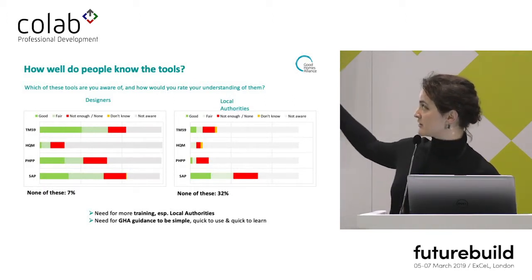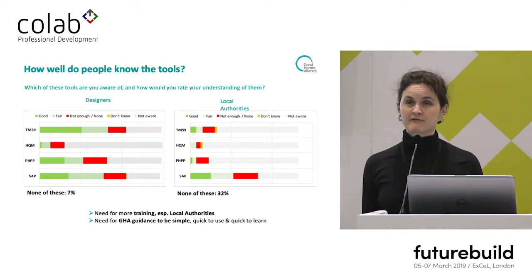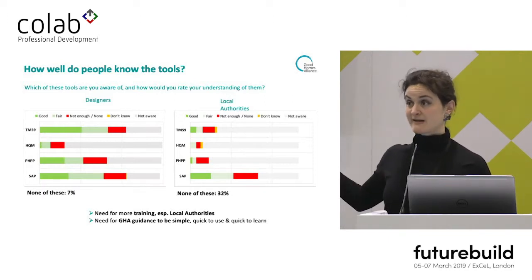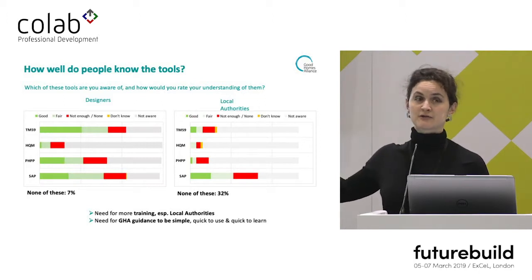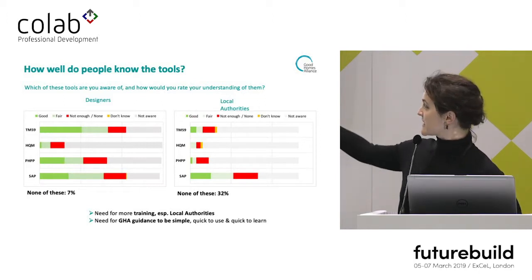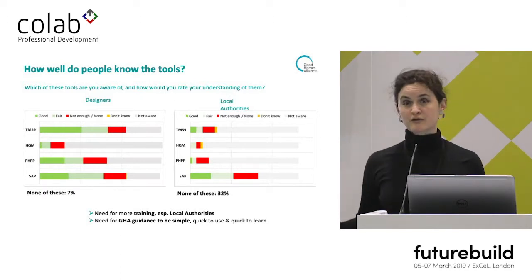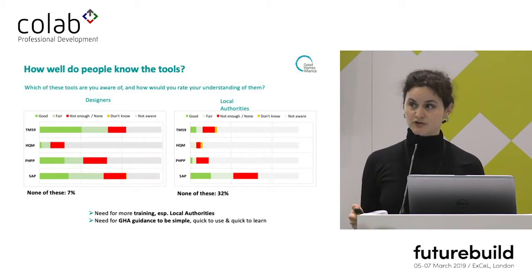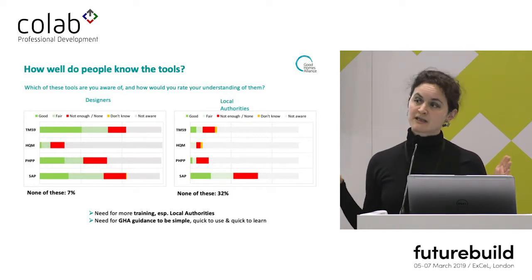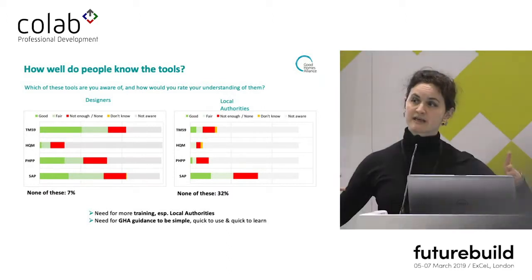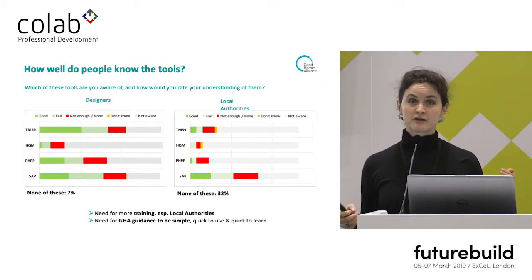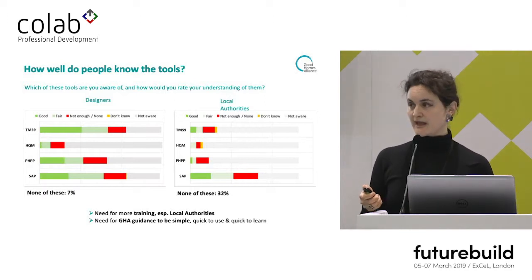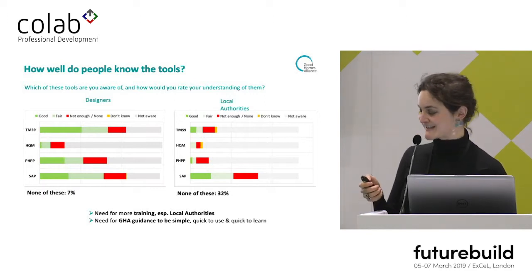On the right-hand side, local authorities clearly have much lower levels of awareness. That's bearing in mind that there were a lot of building control respondents in our surveys, and very clearly also lower levels of understanding of the tool. So they don't know them much, and they're not too sure how to use them, which really confirmed the approach we wanted to take, which is something quite simple to use that they would be able to learn to use quite quickly. And this is another plea for training of local authorities. I'm looking at MHCLG here.